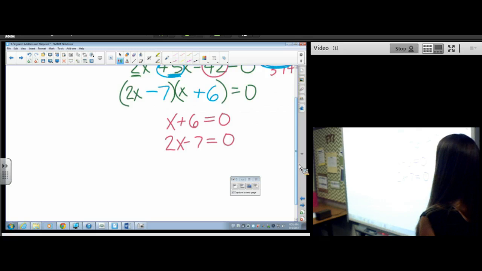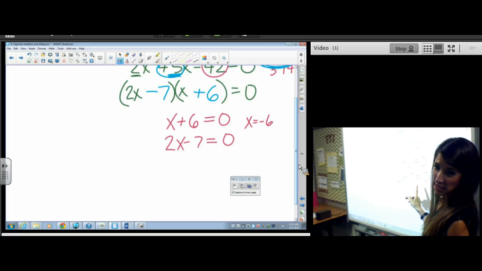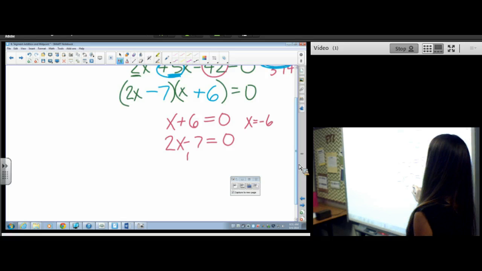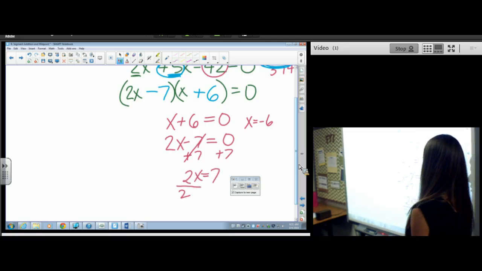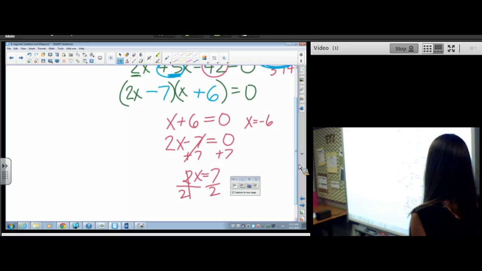Subtract 6 from both sides. x equals negative 6. This one is a two-step problem, so watch out. Add 7 to both sides. 2x equals 7. Divide by 2. x equals 7 halves.